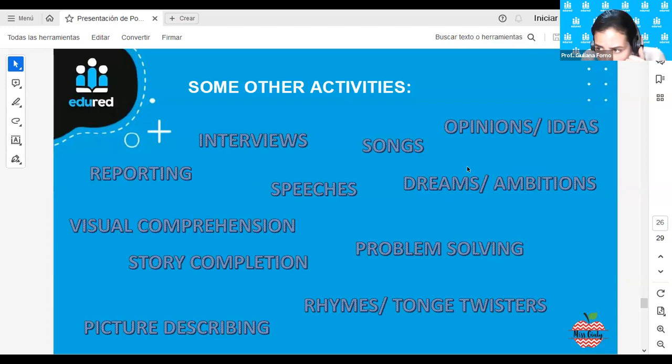Reporting, okay? As if they were reporters. Visual comprehension, problem solving, story completion, rhymes, tongue twisters, and picture describing. These are very good activities that are going to let us develop speaking skills.